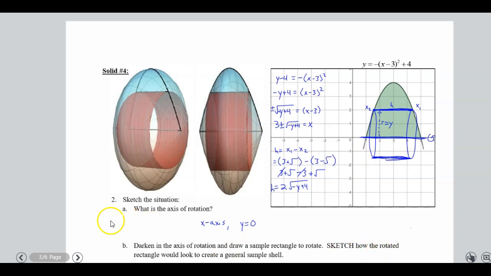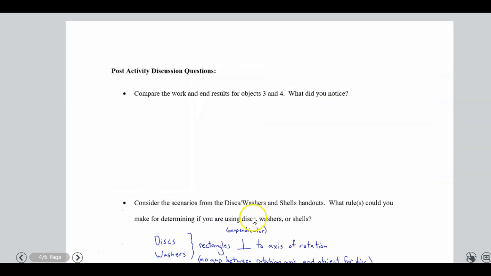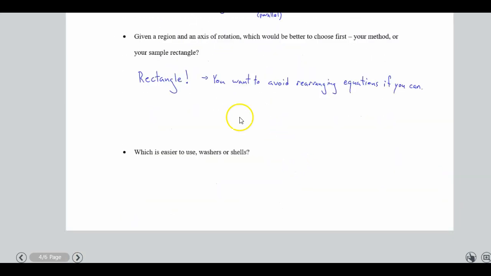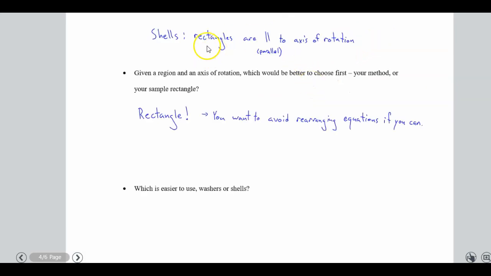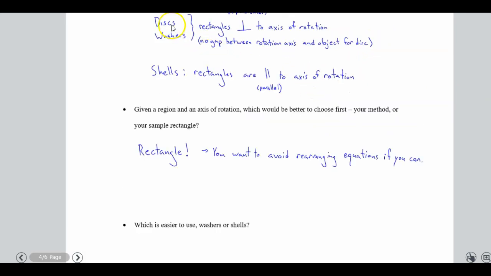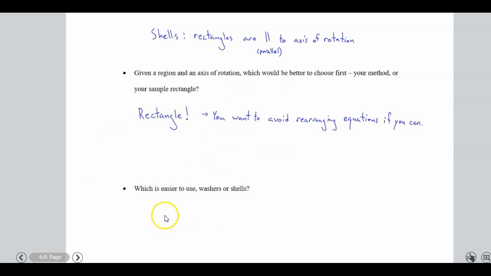So it's really good to look at what my rectangles are going to look like, and then see what corresponds with that axis of rotation. Am I perpendicular? Am I parallel? And then I know if I'm going to use discs, washers, or shells after I pick my rectangle orientation. Last question here, we'll just do real quick.